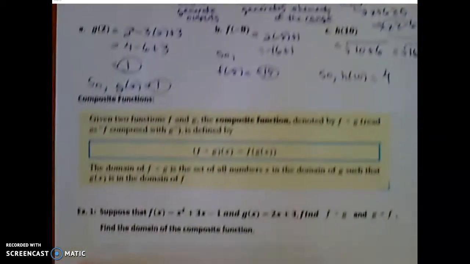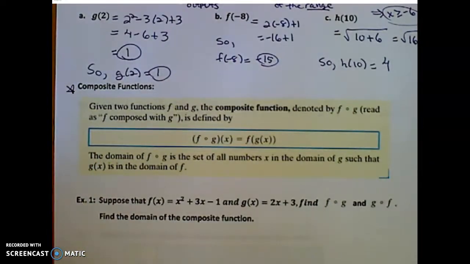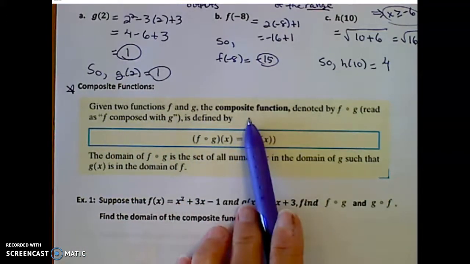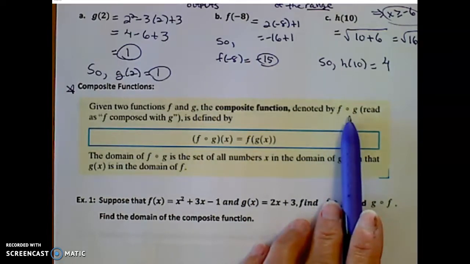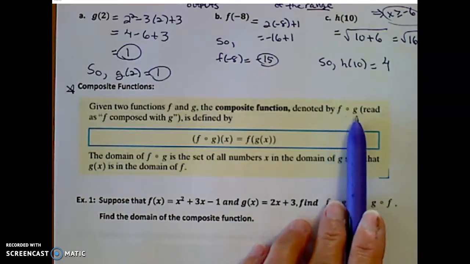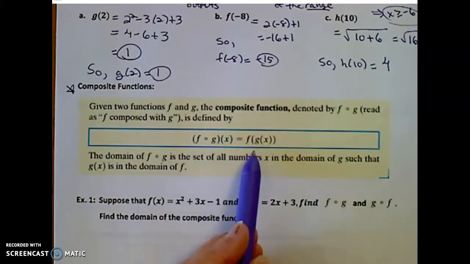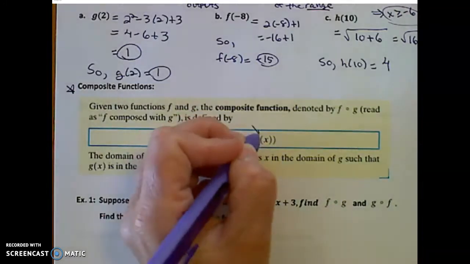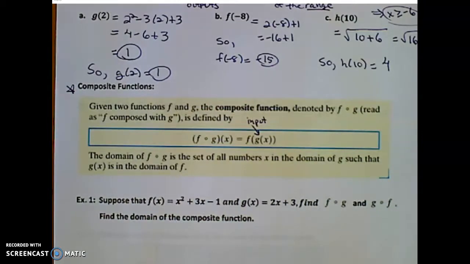Alrighty, let's move on if we could. We define this important composition of functions, or composite functions. Given two functions f and g, the composite function, denoted by, here's the notation, that little circle, we read that as f composed with g. F composed with the function g. And that notation, f composed with g of x, is equivalent to f of g of x, where we're plugging the whole function g of x into that function f of x.